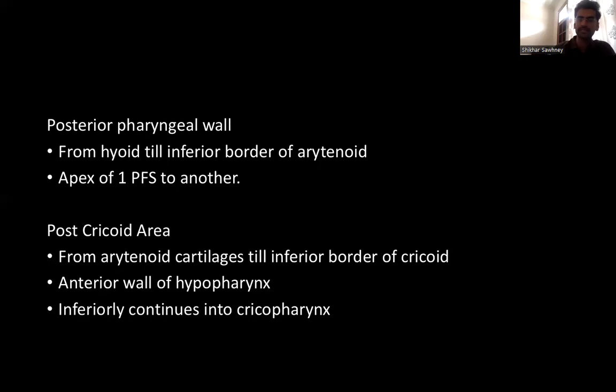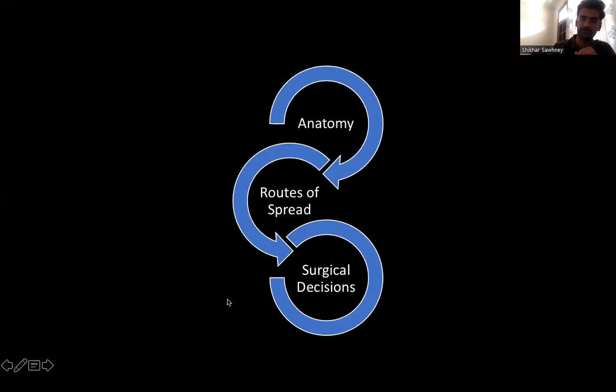Postcricoid area, as the name suggests, refers to the mucosa behind the cricoid cartilage, and it extends from the arytenoid cartilages superiorly till the inferior border of the cricoid. It forms the anterior wall of the hypopharynx, and inferiorly it continues into the cricopharynx.